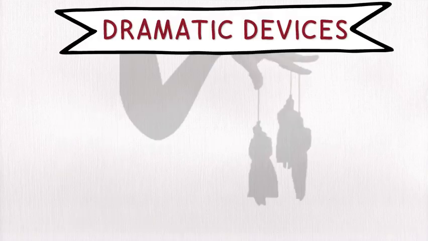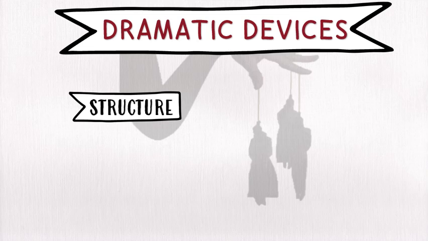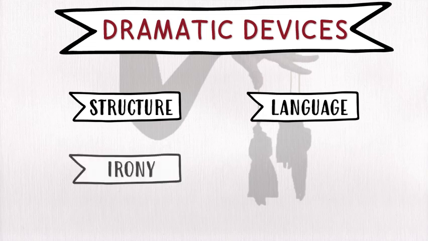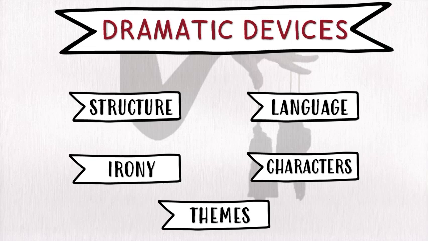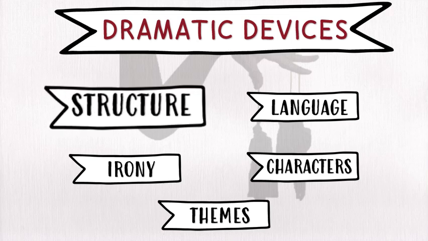Okay, so there are a few dramatic devices that I would like to draw your attention to so that you can be looking for these and how they're being used in the first part of Act 1 and also beyond that section as well. So these are what I want to talk about: structure, language, irony, characters, and themes. So firstly, let's have a look at structure.